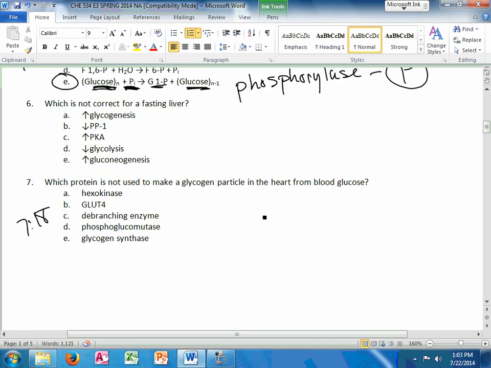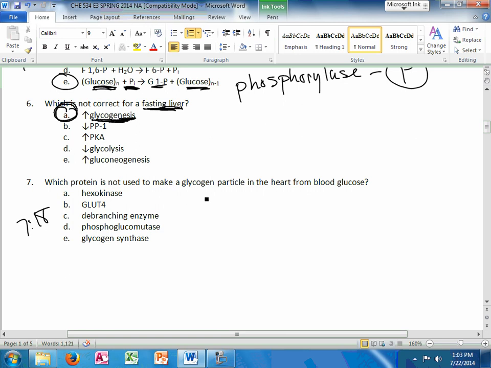Which is not correct for a fasting liver? If you're fasting, you're going to be breaking down glycogen. You're not going to be making more glycogen. Glycogenesis is the synthesis term. It's not going to happen in a fasting liver. That's a fed state activity.